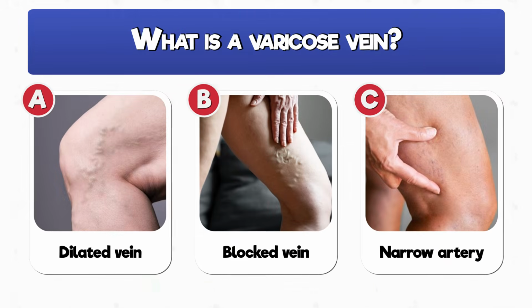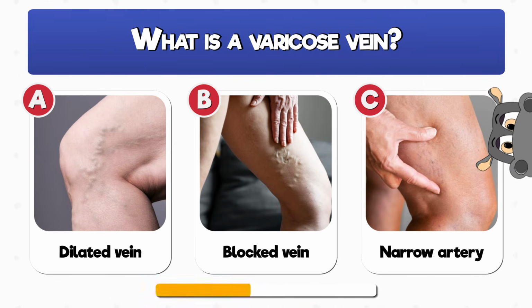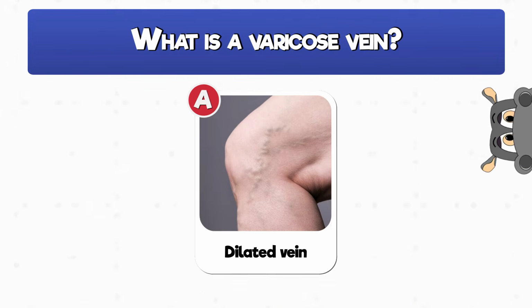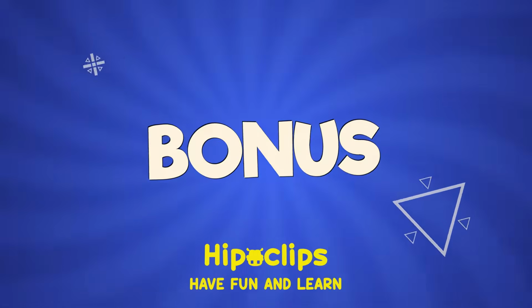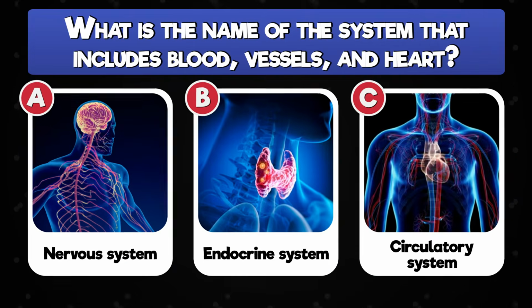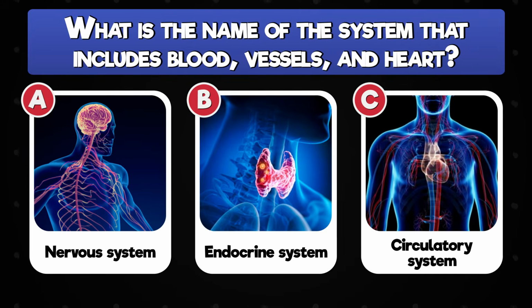What is a varicose vein? A dilated vein. Bonus! What is the name of the system that includes blood, vessels, and heart?